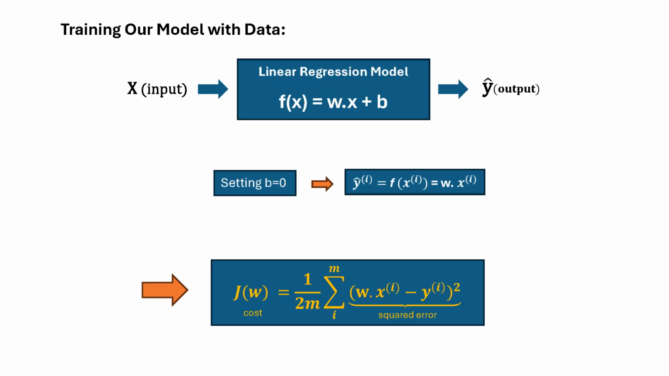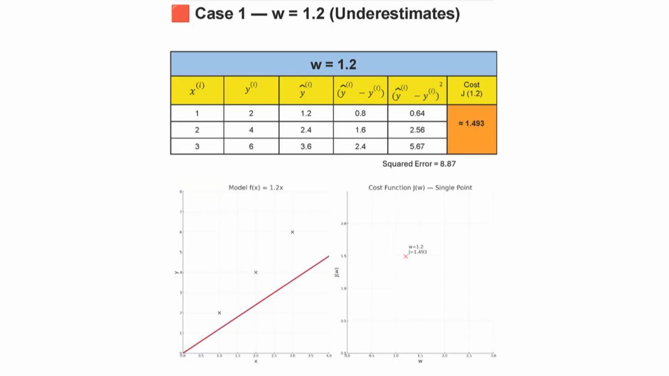We're going to test 4 different values of w and see what the cost function looks like for each one. Basically, we will compare how good or bad each choice is, and we will see how the cost changes as we tweak w. We're going to test 4 values of w: 1.2, 1.8, 2.0, and 2.5 to compare how each one affects our model. All right, let's kick off by testing our model with our first value. Let's see how well the line fits with this choice.